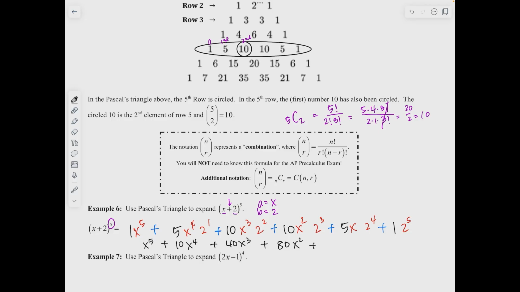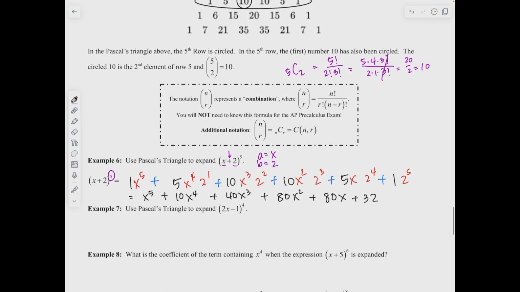I have 5 times 2 to the fourth power, so 5 times 16 is also how I get 80x. And then 2 to the fifth power is 32. So this would be my expansion without having to multiply it by itself 5 times. Okay, so that's how I would use Pascal's triangle. Using Pascal's triangle to expand (2x - 1) to the fourth power.